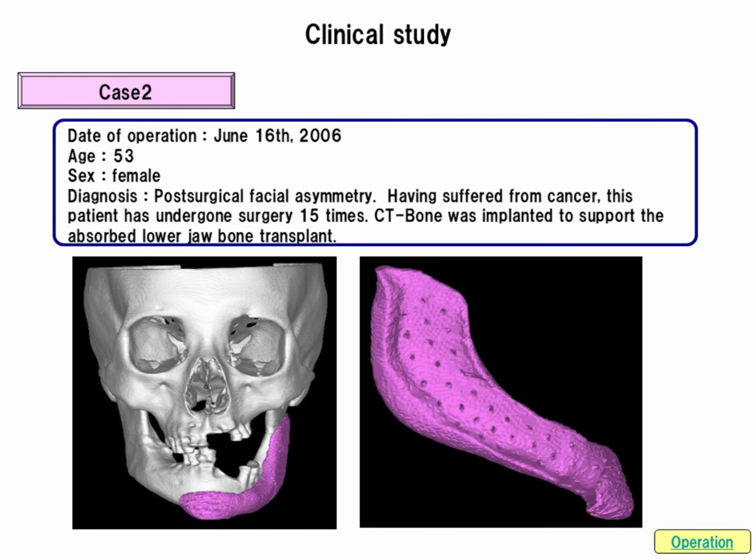A 55-year-old woman with post-operative facial deformity was referred to the University of Tokyo Hospital. 20 years earlier, she had undergone partial glossectomy, segmental mandibular osteotomy, and 15 costal autologous cartilage grafts with pectoralis major myocutaneous flap.